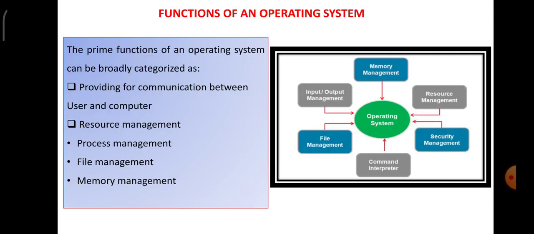Okay. Functions of an operating system. The prime function of an operating system can be broadly categorized as providing for communication between the user and the computer. It is nothing but a bridge between the user and the computer. Resource management, process management, file management, and memory management. You will study each topic in different slides.